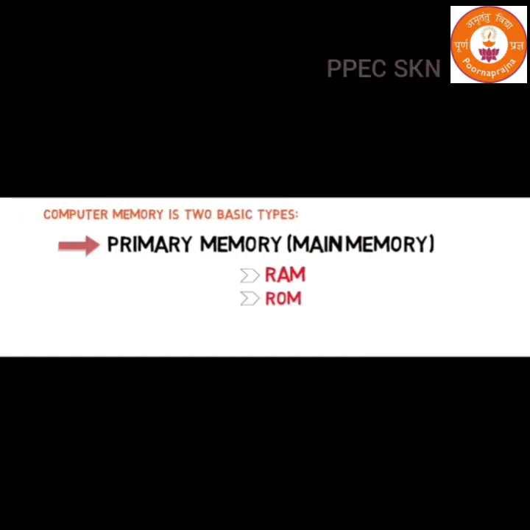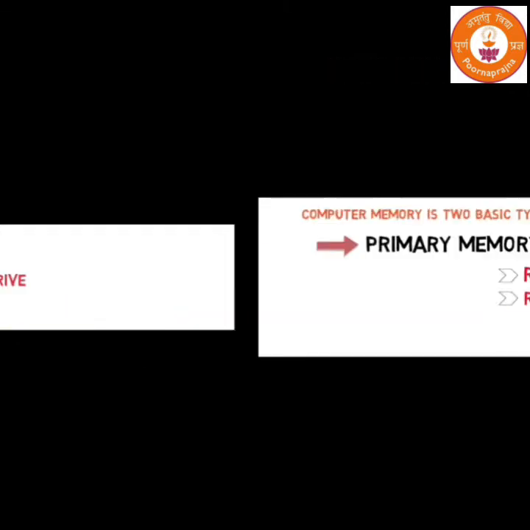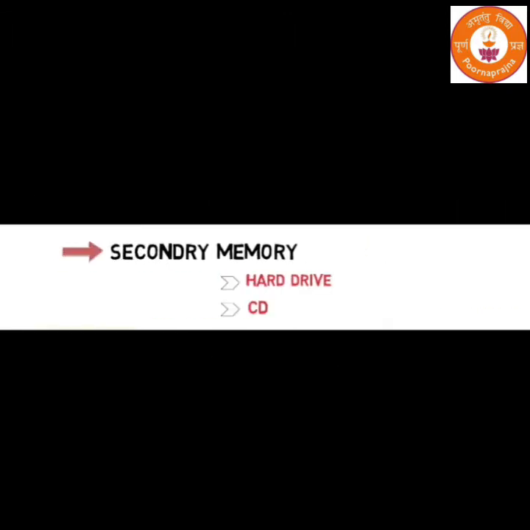Computer memory is of two basic types: primary memory or main memory. This primary memory is again classified into two types of memories, that is random access memory and read-only memory. And the next one, secondary memory. So first is primary memory or main memory. In that, primary memory is again classified into RAM and ROM. Secondary memory is again classified into hard disk and compact disk. These two types of memories are called secondary memory.